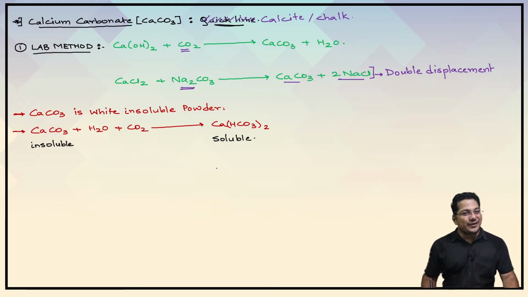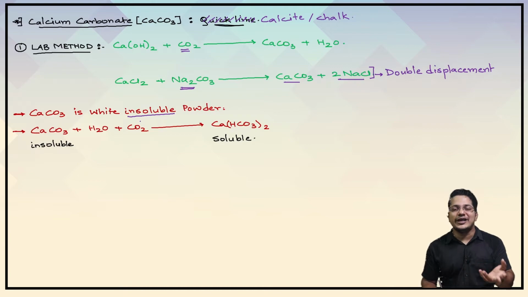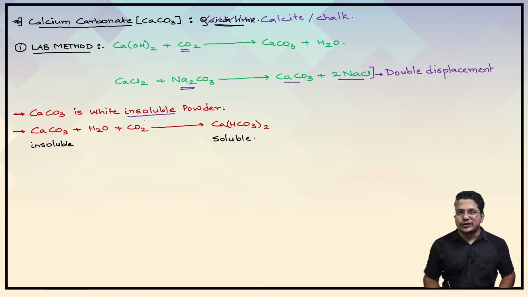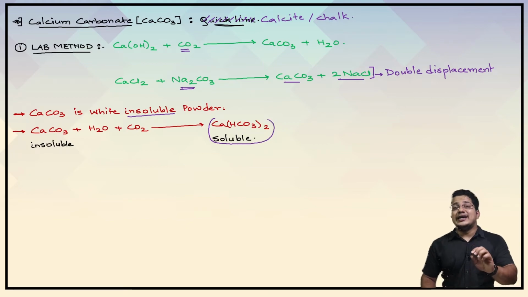Calcium carbonate, again, is a white powder, but this one is insoluble in water. Is chalk soluble in water? No. Calcium carbonate is also referred to as chalk, and chalk is insoluble in water. Therefore, CaCO3 is insoluble in water. Further, if you react CaCO3 and water along with carbon dioxide, you would get calcium hydrogen carbonate, and this calcium hydrogen carbonate is slightly soluble in water.